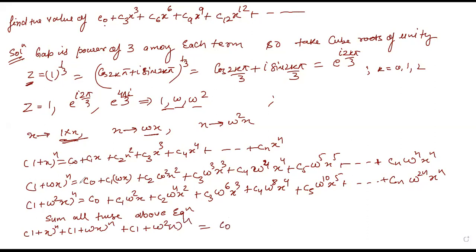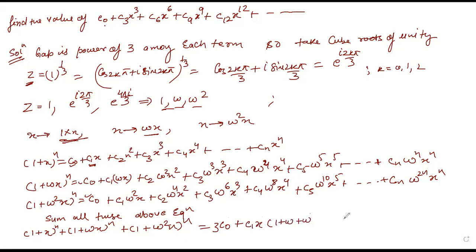See, C naught, C naught, C naught. Then 3 C naught will come or not? 3 C naught will come. Later, what is the coefficient of C1x? C1x is getting out. That will be 1 plus omega plus omega square.